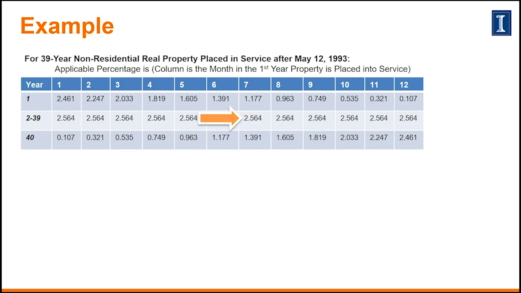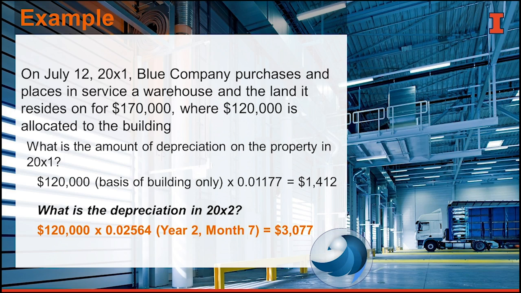Now that we have this 2.564% rate, we need to multiply it by the $120,000 original basis. Therefore, once we multiply out the $120,000 basis times the 2.564% depreciation rate, we get $3,077. Therefore, in year 20x2, the second year of use, the warehouse will generate a depreciation deduction of $3,077.